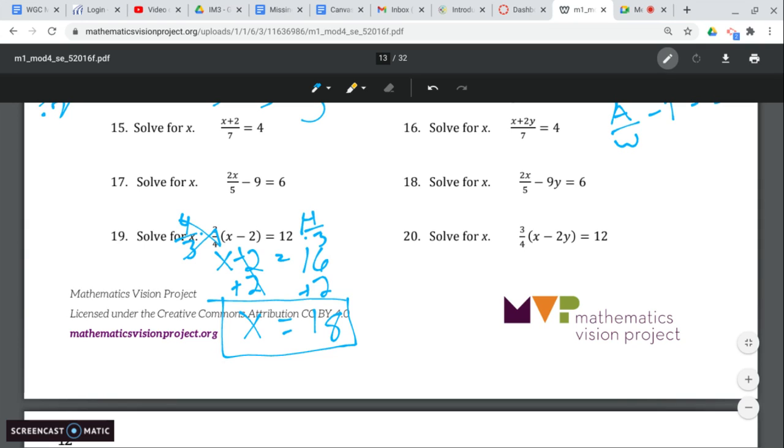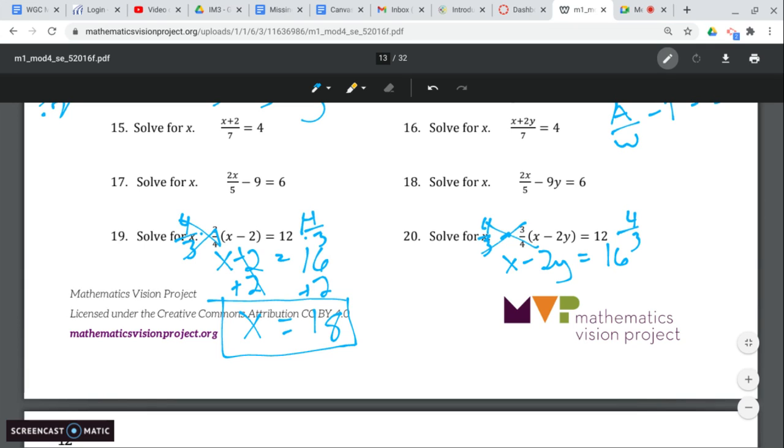They're the same, except instead of having just minus 2, we have minus 2y. We threw another variable in there. So we still start the same, though. We do everything the same. We're going to multiply by 4/3 to both sides. That cancels out. So we have x minus 2y equals 16.